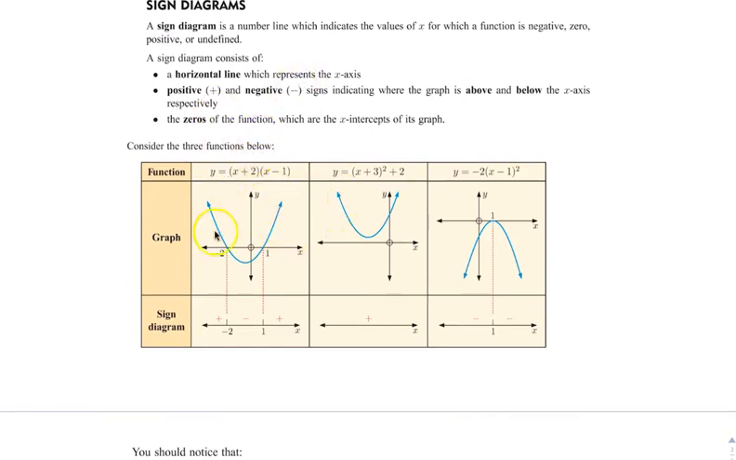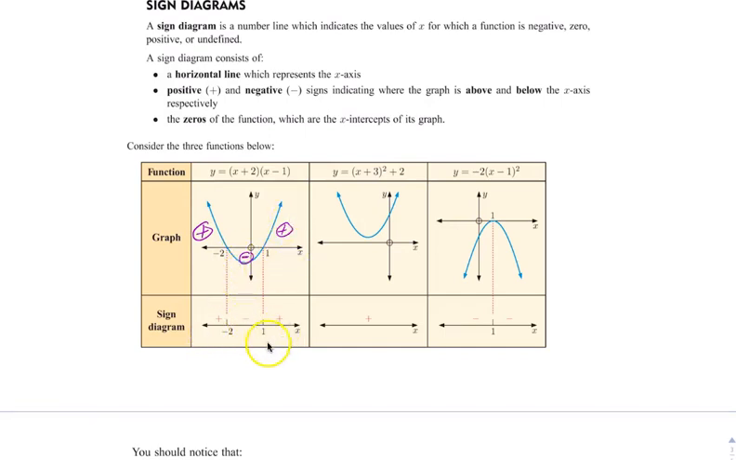The best way to think about it is, here's your graph. You want to put little ticks at your x-intercepts. If it's above the x-axis, it's positive. If it's below it, it's negative. So that's how you get a sign diagram: before -2 is plus, in between is negative, after 1 is positive.